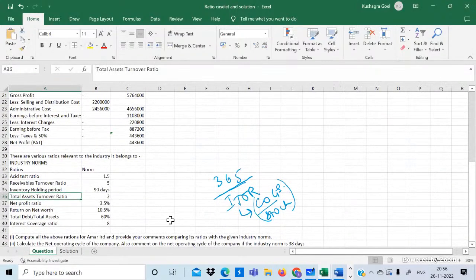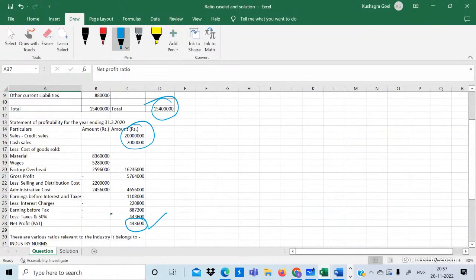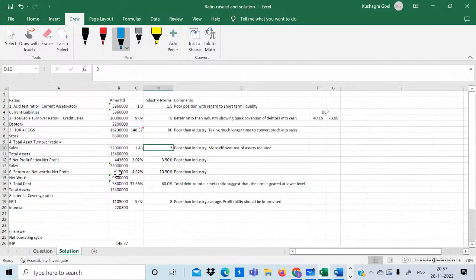Then we need to calculate the net profit ratio. So how do you calculate your net profit ratio? Net profit ratio is nothing but net profit upon sales. Again, here I'll take total sales, so not just cash or credit, but total sales. So I'll take net profit, which is this number, and I'll divide it by the sales, which will be the sum total of cash and credit sale. So take net profit divided by total sales, you'll get your net profit ratio.